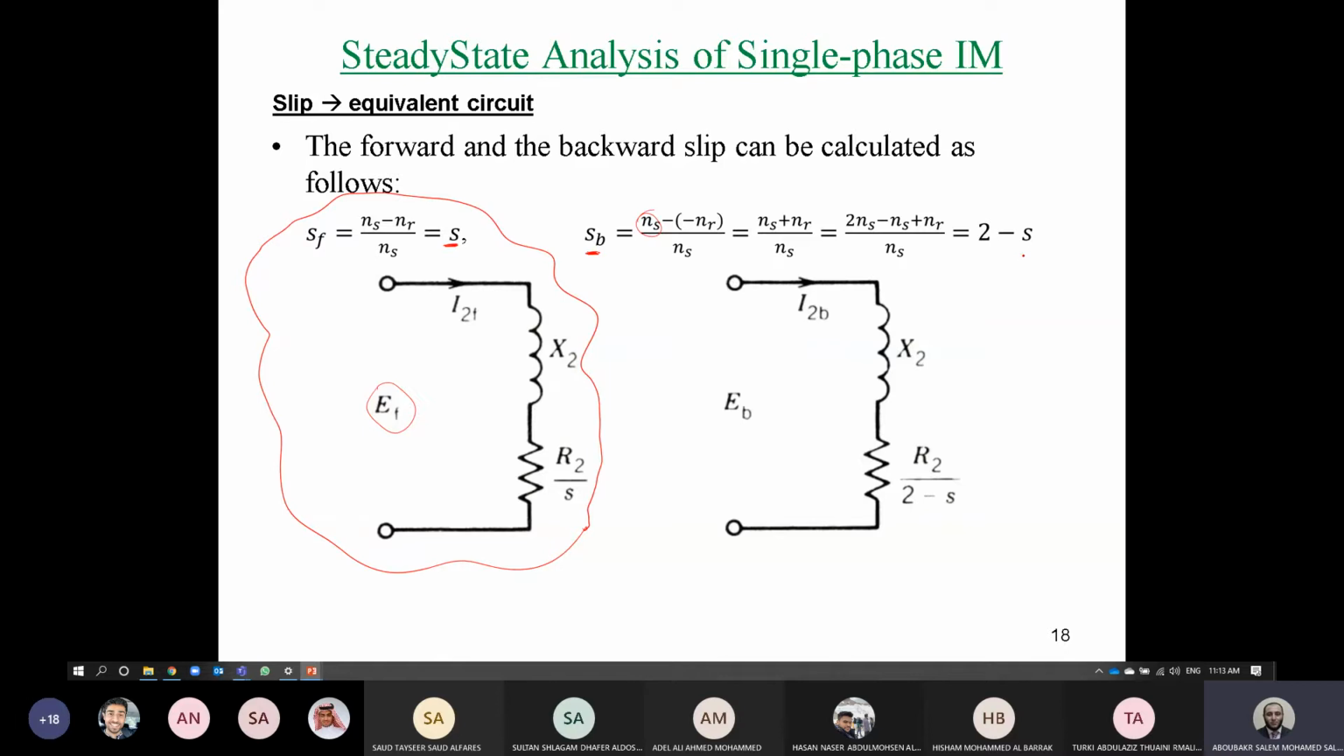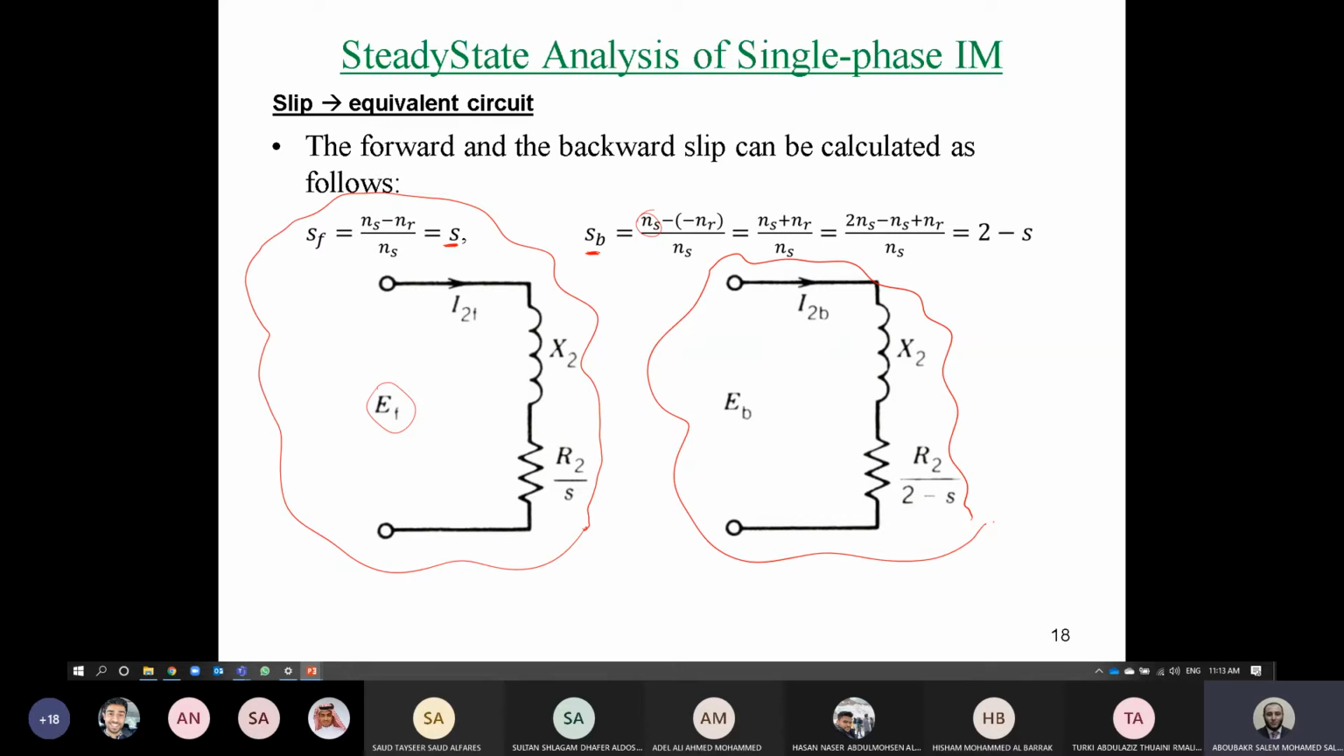In this case, you can just represent the equivalent circuit in the same way. So the backward equivalent circuit can be x2 and r2 over s backward, which is 2 minus s. So this is now considered as the backward rotor equivalent circuit. So these are the two components of the rotor.